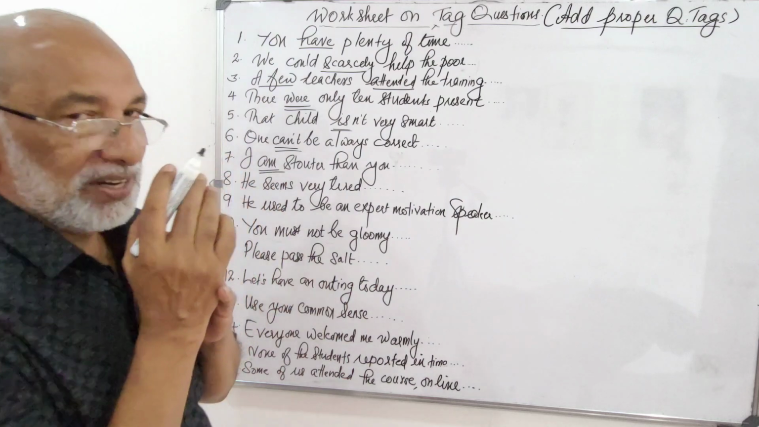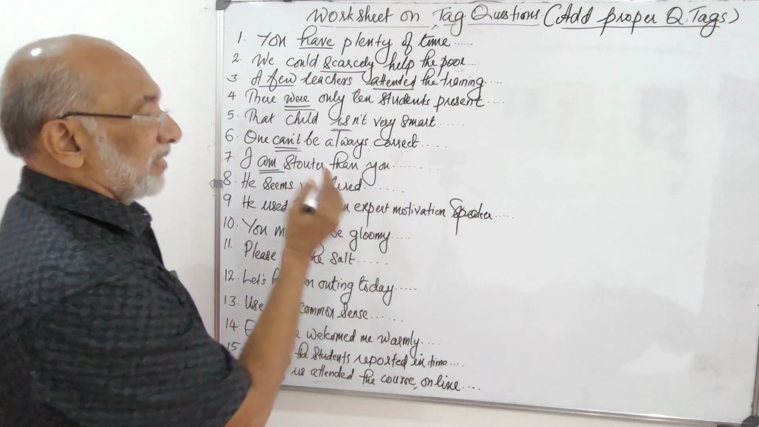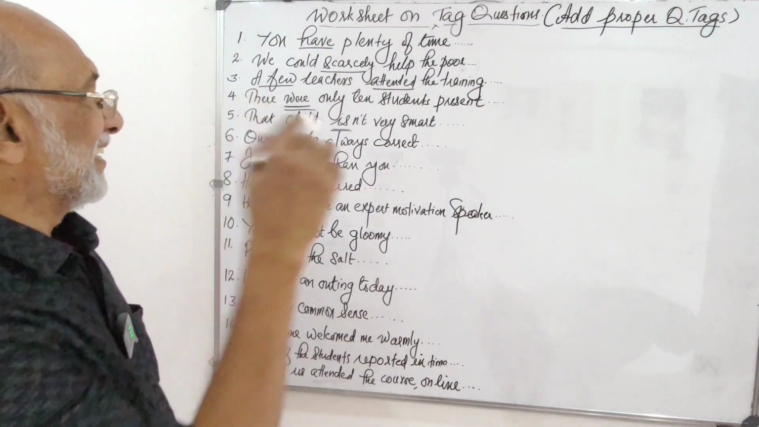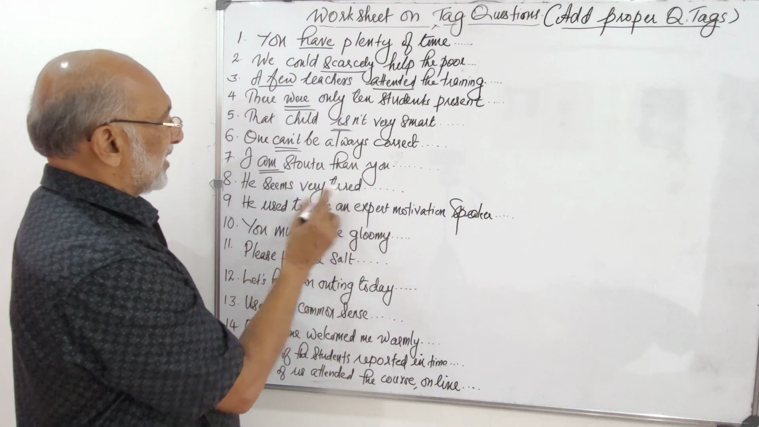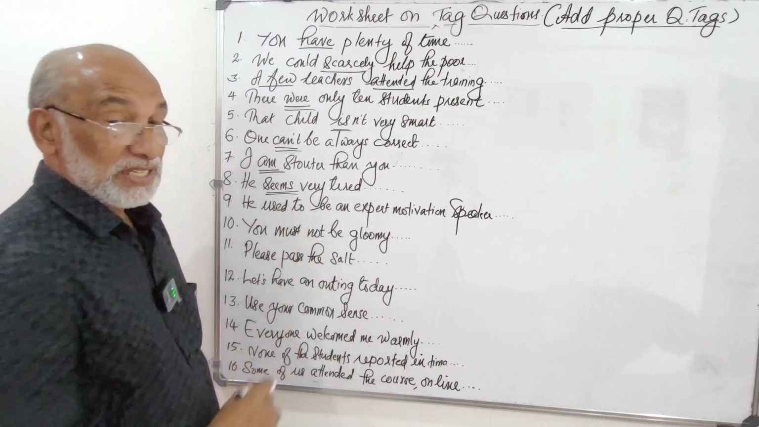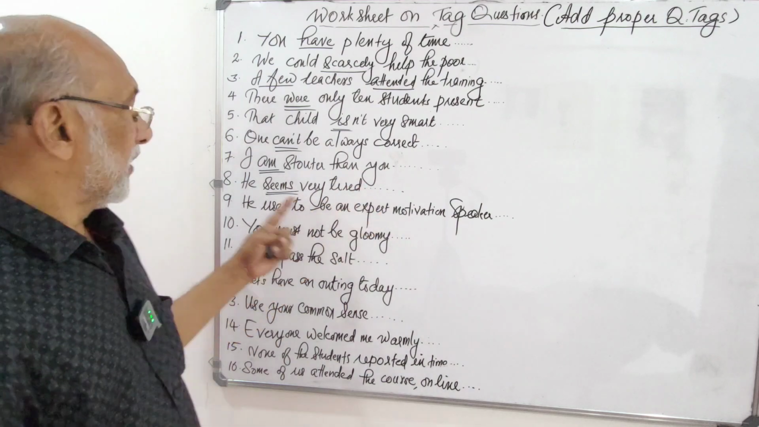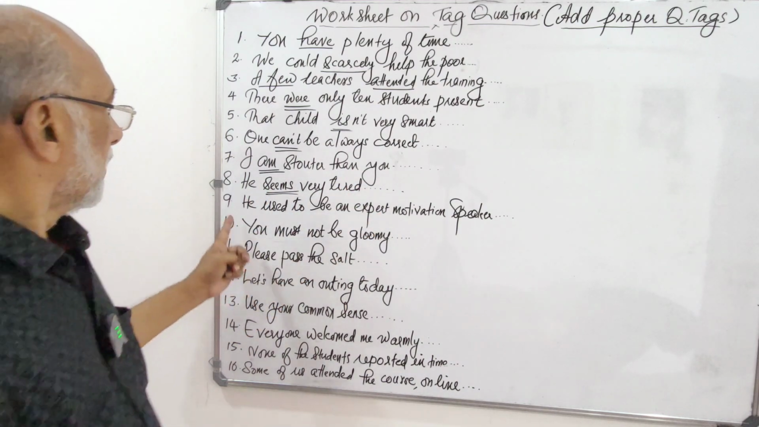This is a different type of sentence. There is an exception, a special case. I think you remember it. Otherwise, go back to the video, watch it and then come back to the worksheet. Eighth one, he seems very tired. This is a does form of the verb. He seems very tired. Third person singular subject and does form of the verb is used.